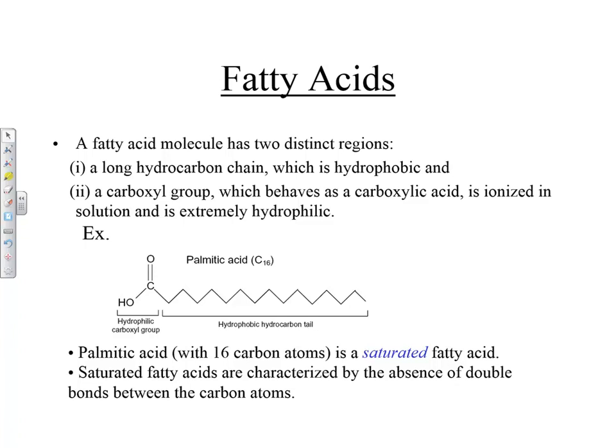Because everything is linked by single bonds. So this is palmitic acid. This is the kind of fatty acid that you see in, let's say, coconut oil, right? That's why it's palmitic acid, from palm, or a date palm. So palmitic acid with 16 carbons in it is a saturated fatty acid. And saturated fatty acids are characterized by the absence of double bonds between the carbon atoms, right?